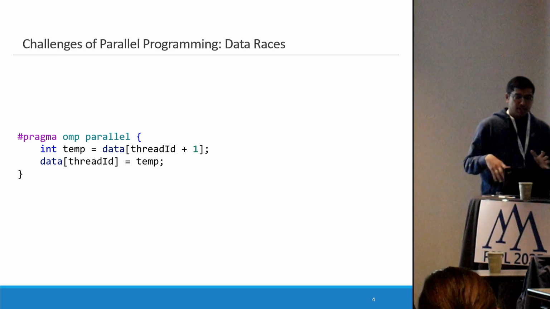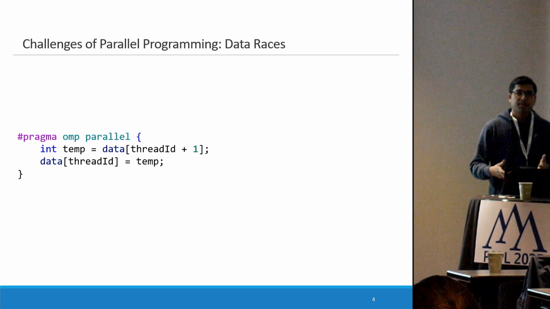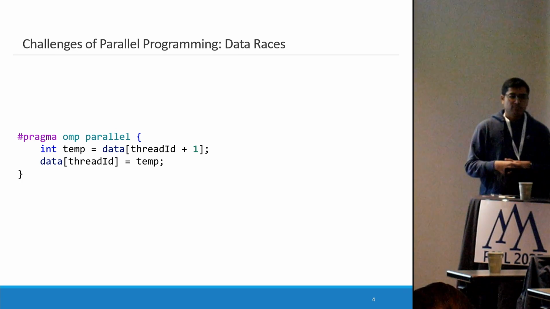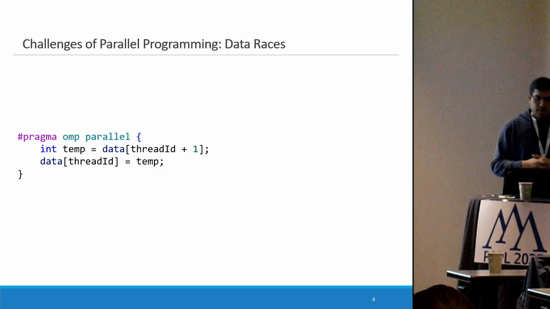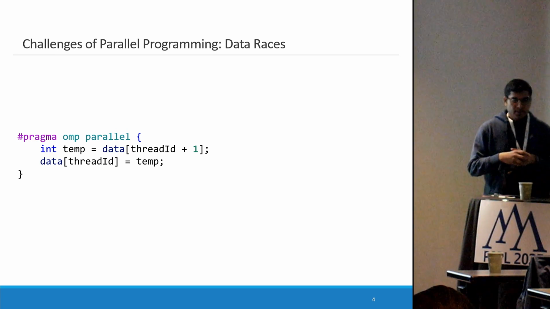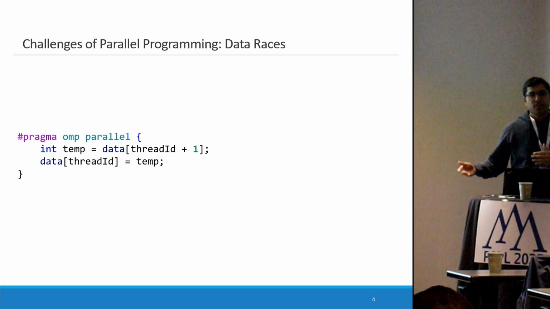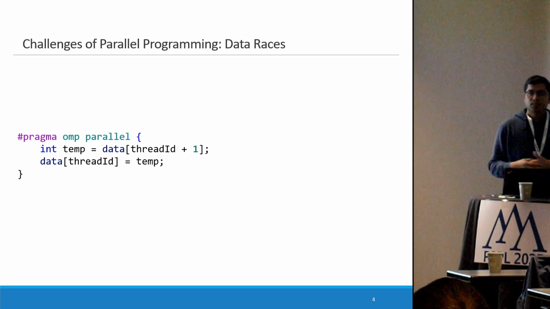OpenMP is pragma directed. Basically we provide pragmas to C, C++ or Fortran programs to define a parallel region. In this example, we have a parallel region which is defined by the pragma omp parallel construct. All the statements inside this construct will be executed by all the threads that participate in the parallel region.